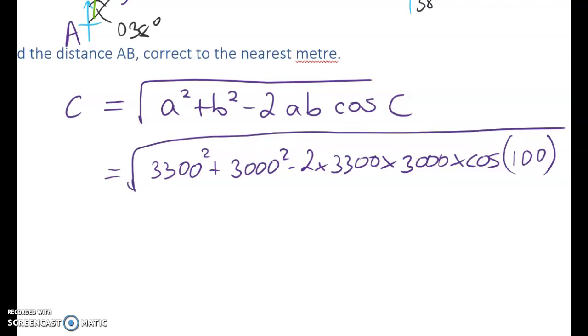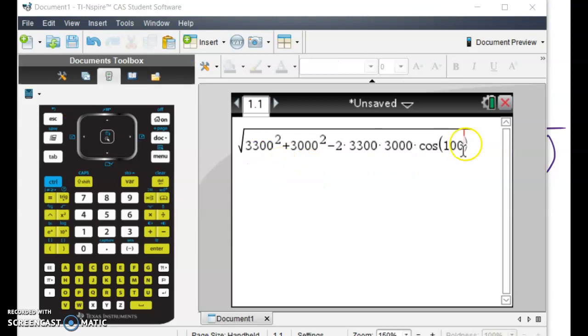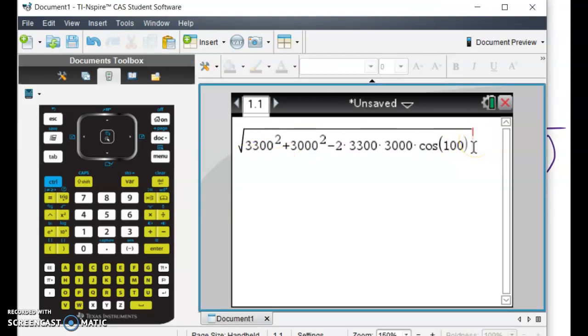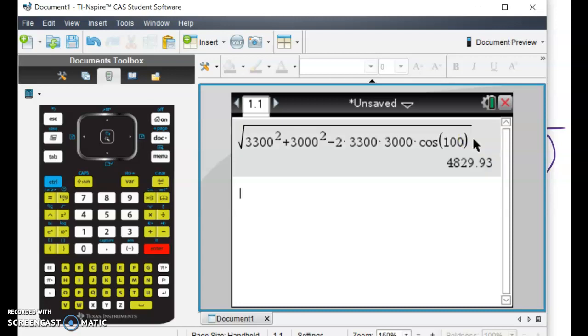Okay, let's plug it in a calculator. Okay, so that's what it should look like on your CAS calculators. Let's press enter and hope it works. We get 4,829.93 meters. That seems a reasonable answer, so let's put it in.